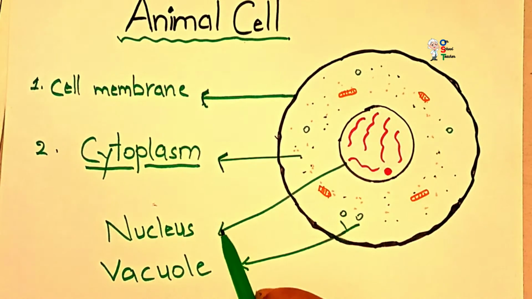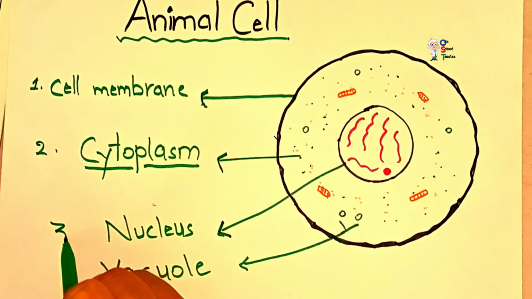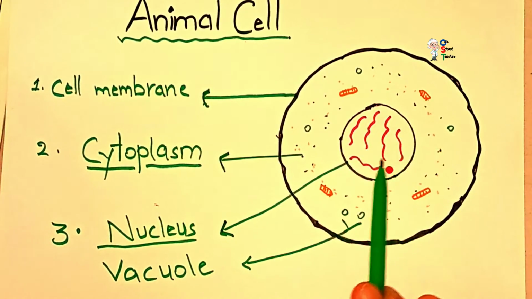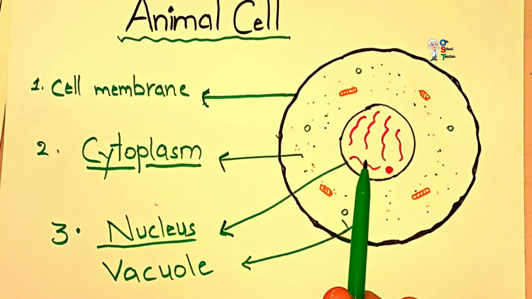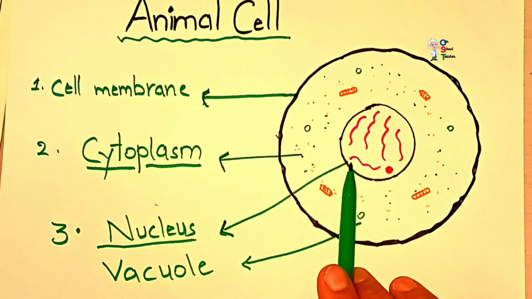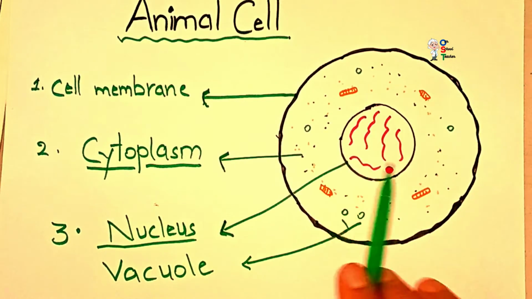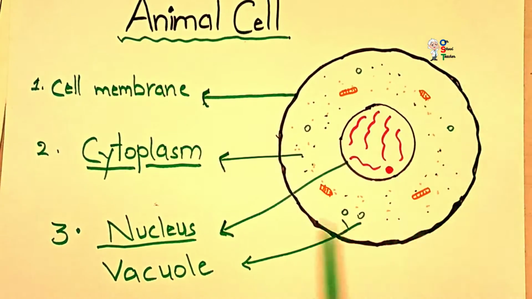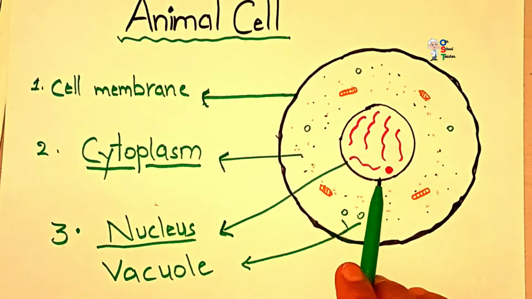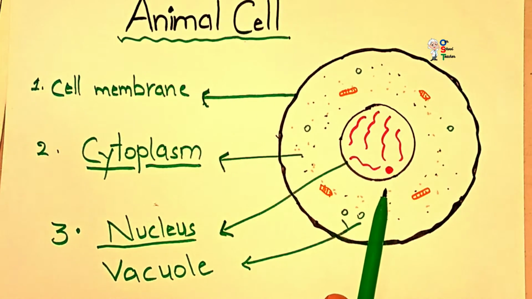Now come to another organelle, that is nucleus. Nucleus is the brain of the cell. So what does the brain do? Brain controls all activities. In the same way, the nucleus controls all activities which are going on in the cytoplasm. So nucleus is the brain of the cell.